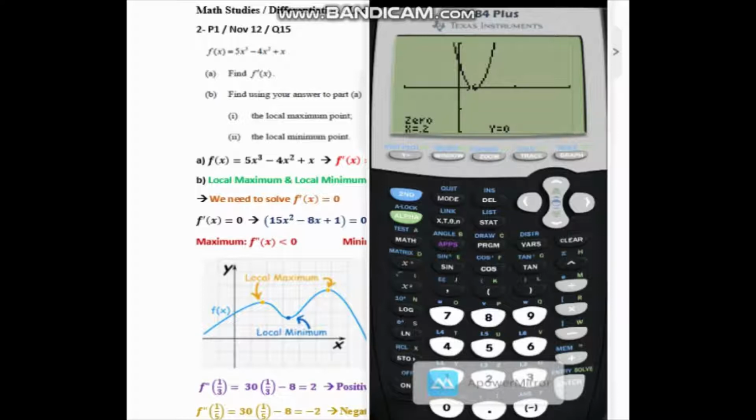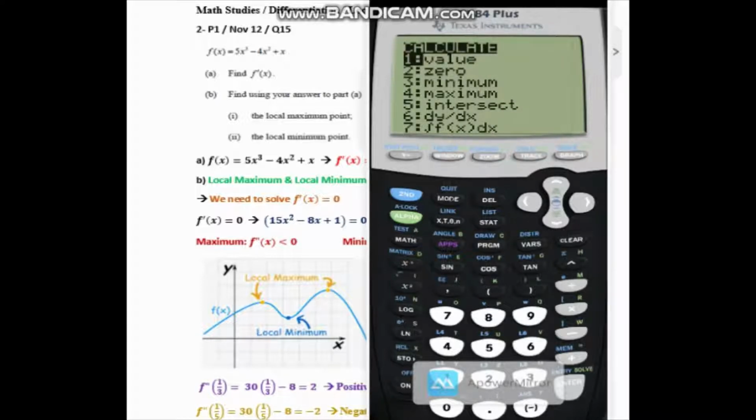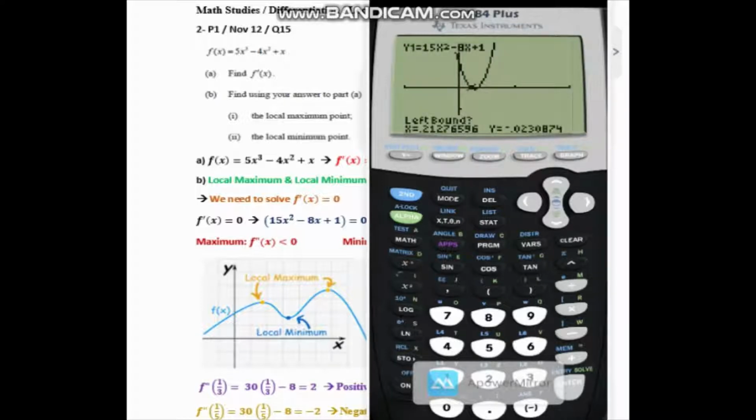I will repeat the process for the second 0 now. So again, calculate 0. And now I need to find the second x-intercept. So the point I'm looking for is roughly somewhere here. So the left bound will be somewhere to the left. The right bound shall be somewhere to the right. And the point I want is roughly around here.